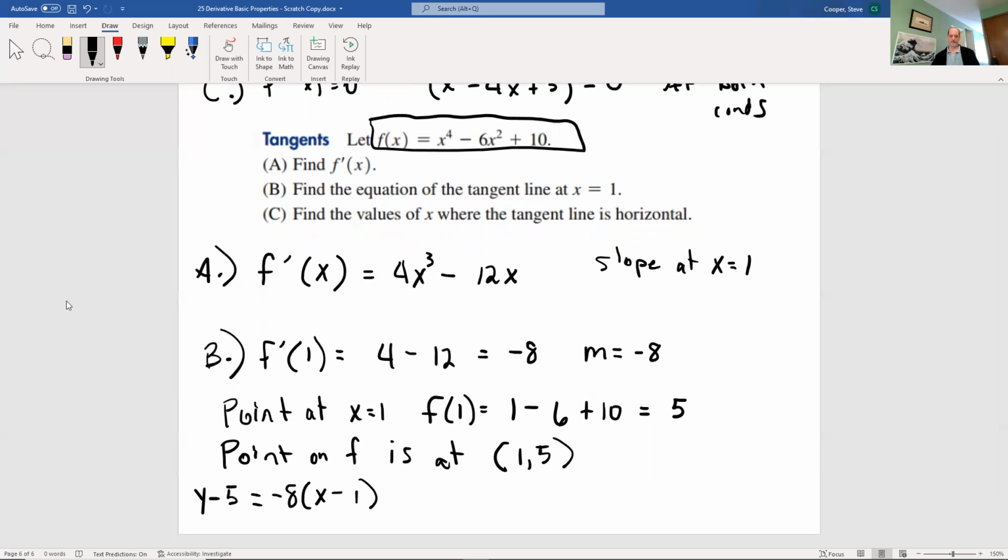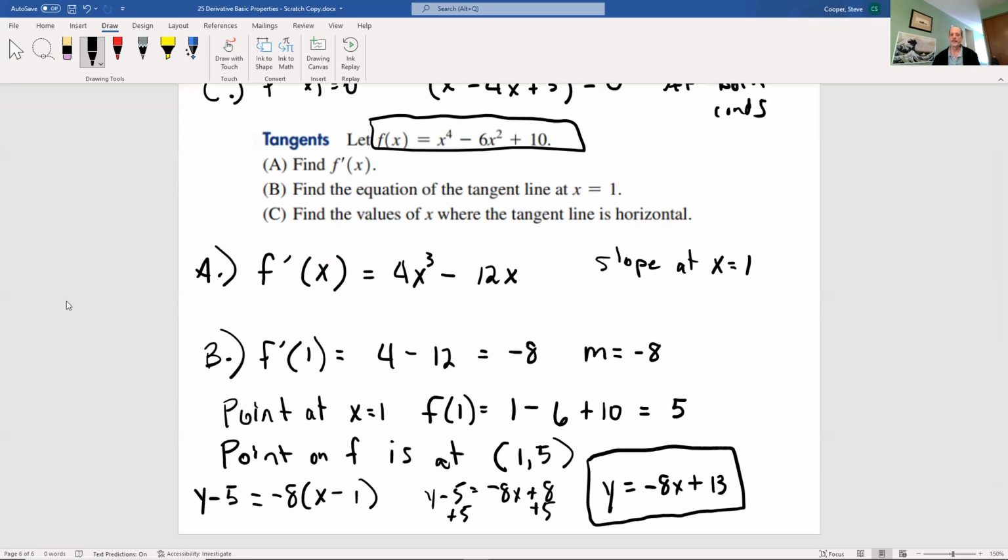Okay, so we usually like to give the lines in function form. So we're going to write this as y minus 5 equals -8x plus 8. And then adding our 5 to both sides, we get y equals -8x plus 13. Okay, so if we graphed this line together with this function, this is the line that's going to touch this graph at a tangent point through x equals 1, y equals 5.